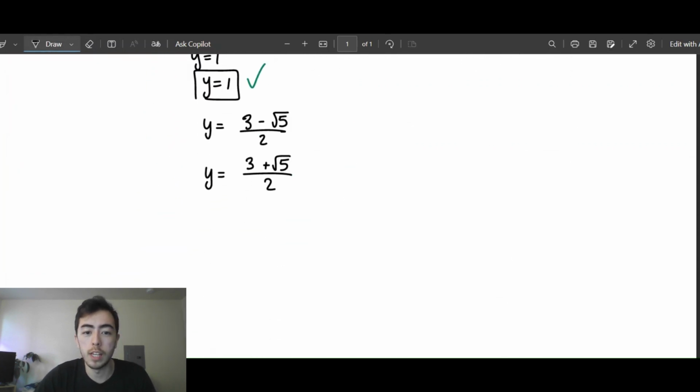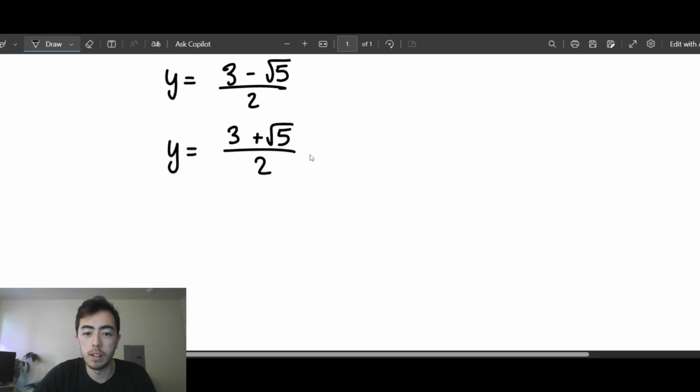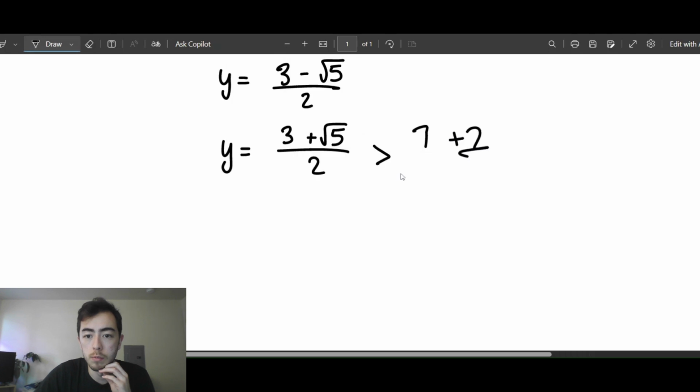Oh, but then thinking about a lower bound here, right? This y value should be greater than 3 plus 2 over 2. Oh, there's a really strong lag there. Okay, back to normal.